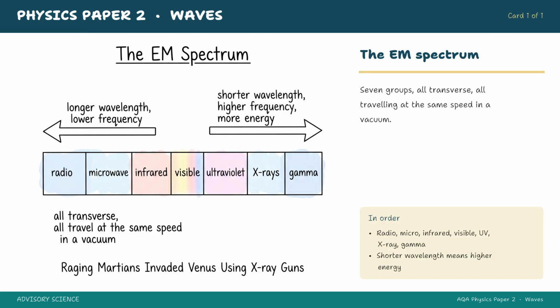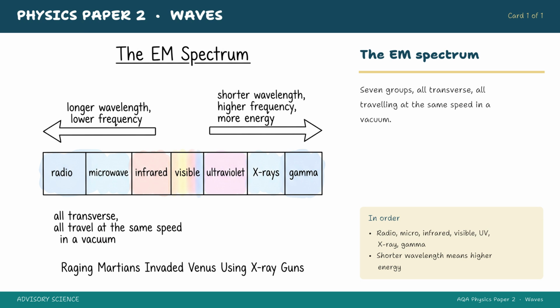The electromagnetic spectrum. Visible light is one small slice of a much bigger family, the electromagnetic spectrum. They're all transverse, they all transfer energy, and in a vacuum, they all travel at exactly the same speed. There are 7 groups, and you need them in order: longest wavelength and lowest frequency first: radio, microwave, infrared, visible light, ultraviolet, X-rays, gamma rays. Remember it with: Raging Martians Invaded Venus Using X-ray Guns.